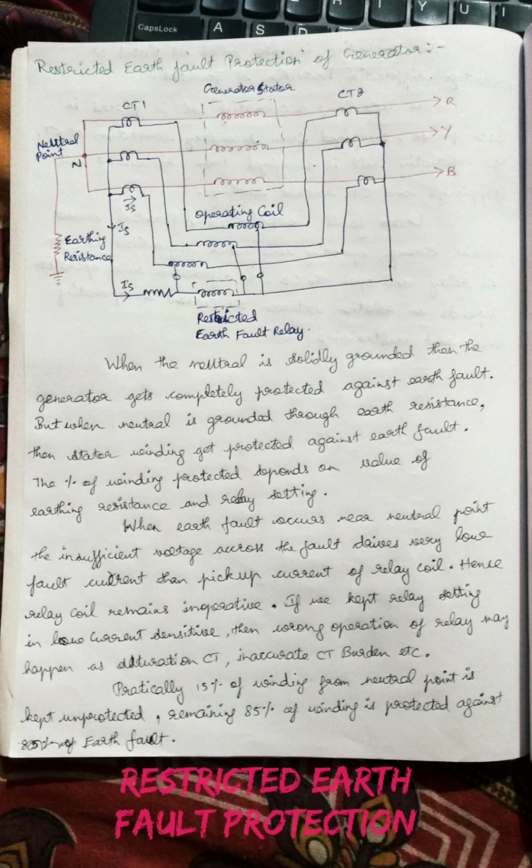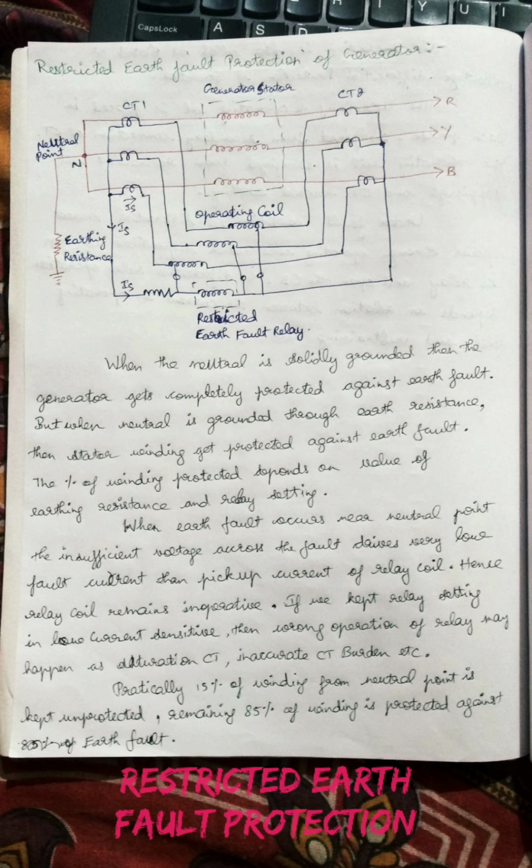But when the neutral is grounded through an earth resistance, or even a reactor, you can see an NGR, which means a neutral grounding resistor. So in the case where we are using a neutral grounding resistor as the earthing resistor, the stator winding gets protected against the earth fault. The percentage of winding protected depends on the value of the earthing resistor and the relay settings.